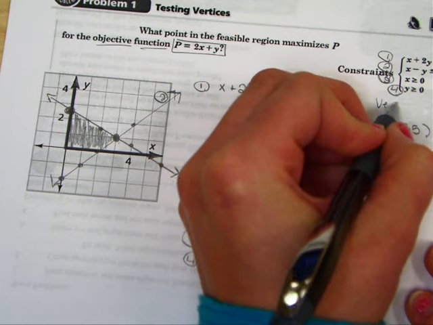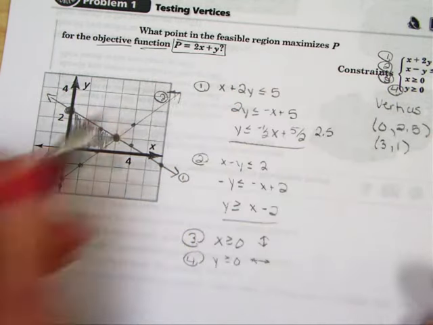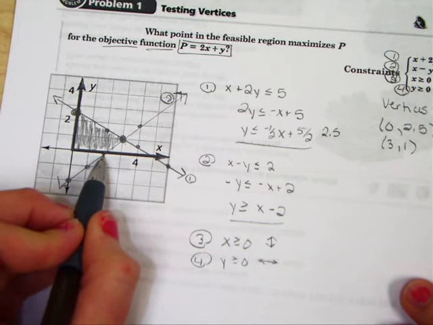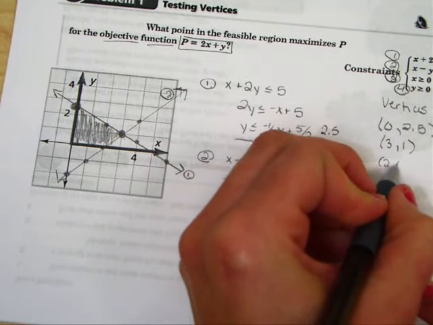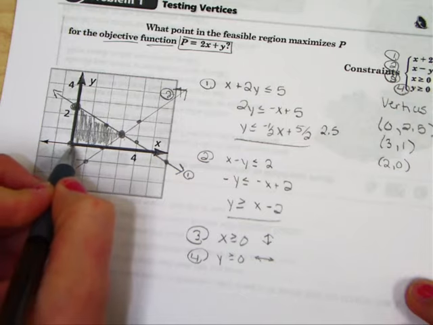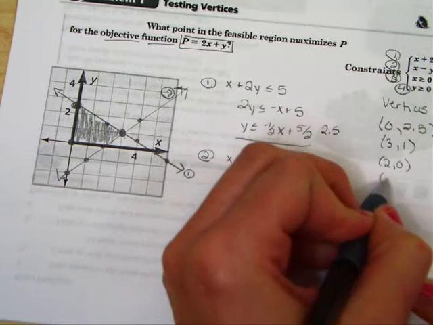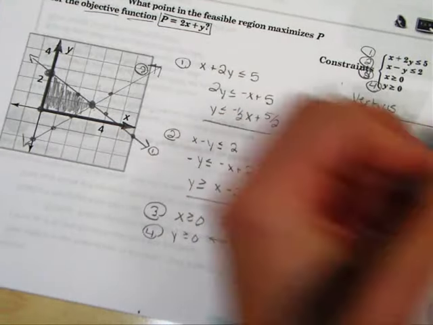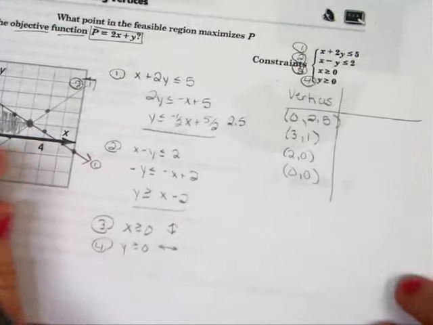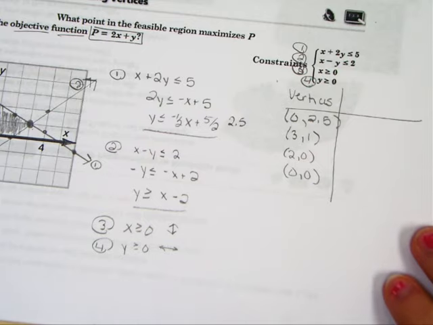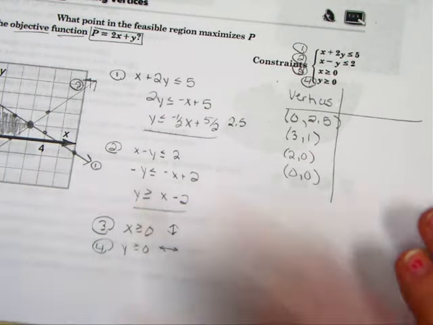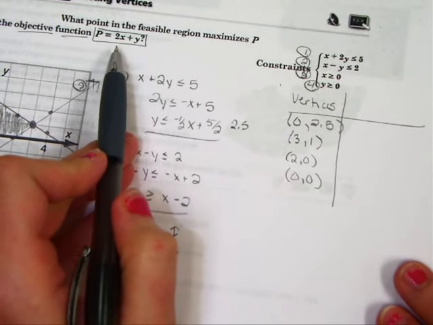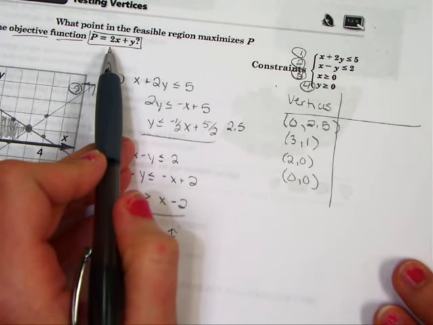We can label these. Next, we're going to look at 2, 0. And the last one, 0, 0. So I have 4 vertices that need to be tested. Now I'm going to test those in my objective function. Again, you'll have your own objective function when it comes to word problems. They're giving it to you. There's the objective function. I told you we were going to save it until the end.